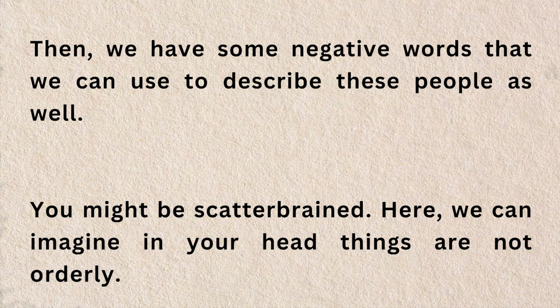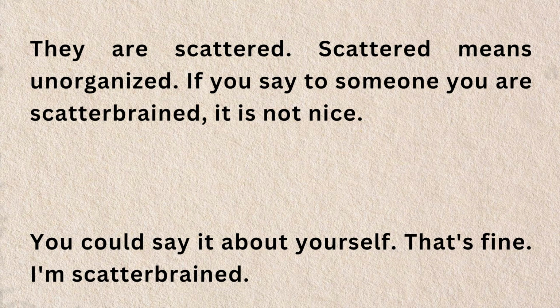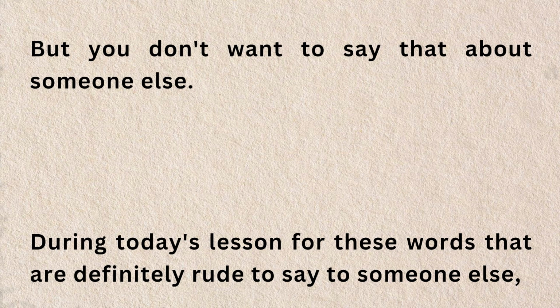Then we have some negative words that we can use to describe these people as well. You might be scatterbrained. Here, we can imagine in your head things are not orderly. They are scattered. Scattered means unorganized. If you say to someone you are scatterbrained, it is not nice. You could say it about yourself. That's fine. I'm scatterbrained. But you don't want to say that about someone else.